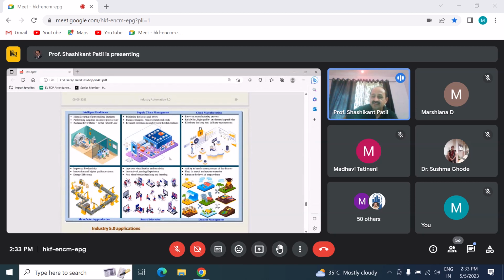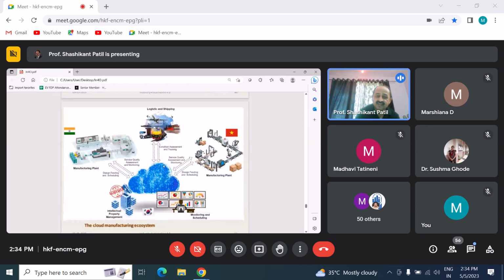Then in disaster management, it has the ability to handle consequences in disaster. So whenever natural calamities occur, like earthquake, tsunami, and anything other, it will be used in research and rescue operation. Then it can be used to enhance the level of preparedness. Then cloud manufacturing and supply chain management. So these are some of the areas where Industry 5.0 applications are there.